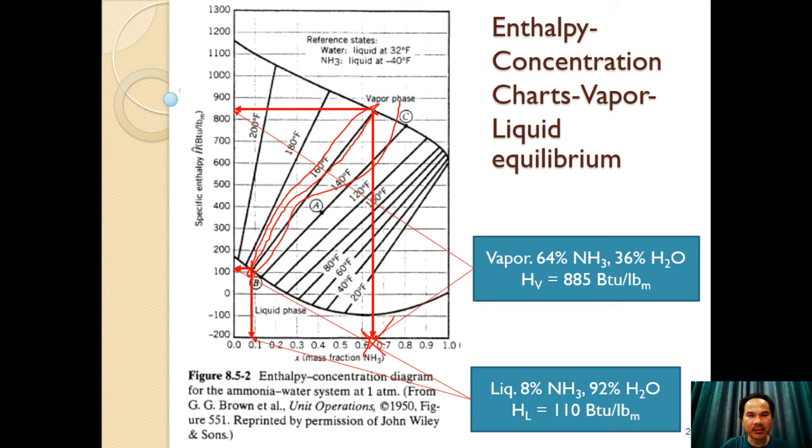And then you calculate the enthalpy of the vapor. In this case, you get this value. For the liquid phase, you extend to this point. The liquid phase is about 0.08 or 8% ammonia, and 1 minus 8 equals 92% water. The enthalpy is approximately 110, like this. You know the composition of the feed.